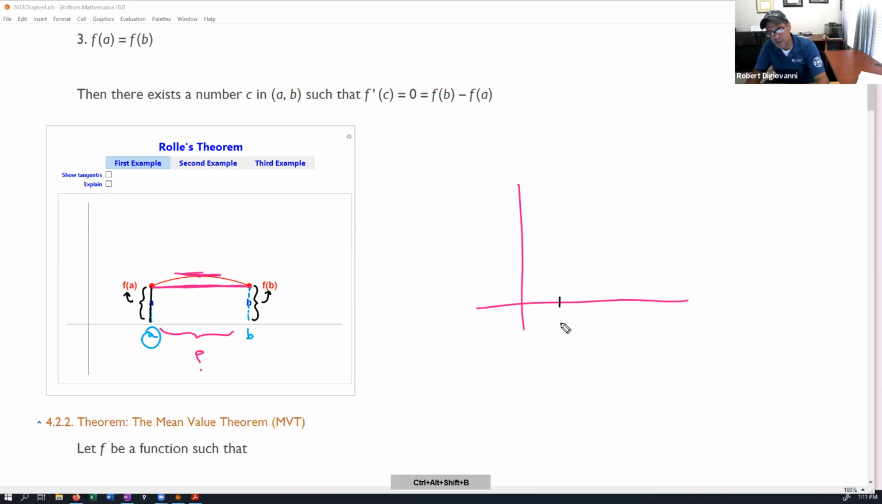I'll draw another one over here. Let me say I start at A and I'm going to end at B, but I have to end at the same height. Now I can draw any curve I want, so I'm just going to make up a curve here. Do you all agree that there's somewhere in here that when I look at the slope of the tangent line, it'll be parallel to the line connecting these two?